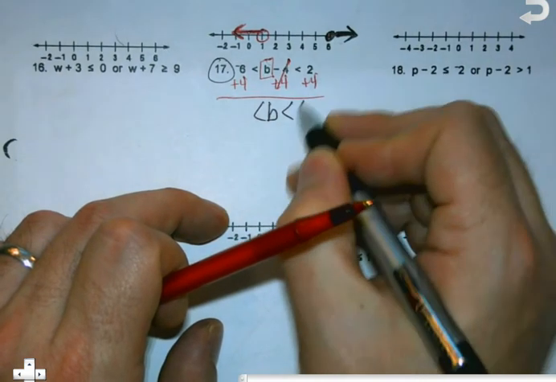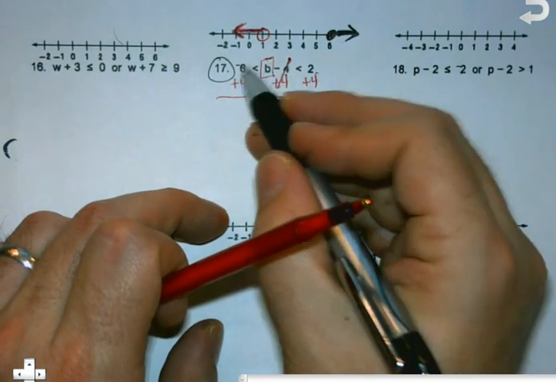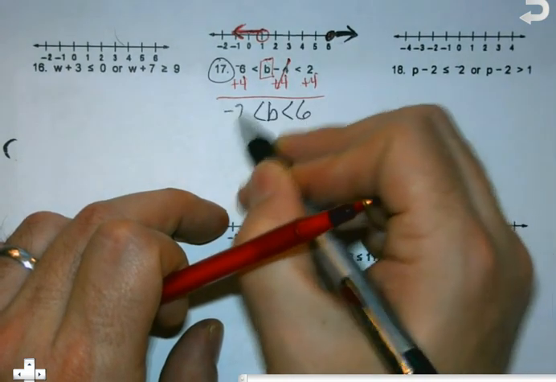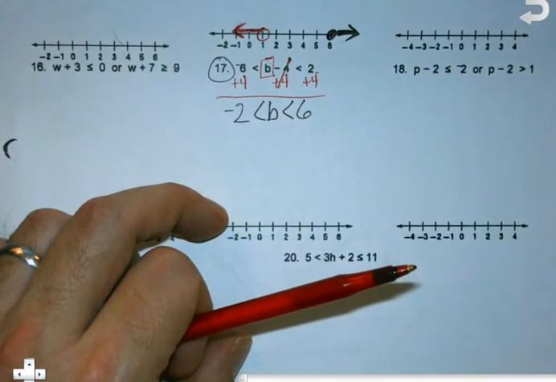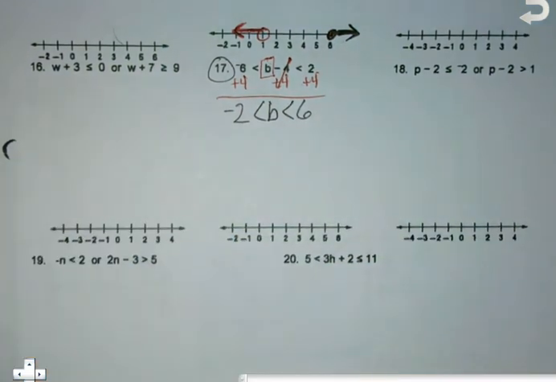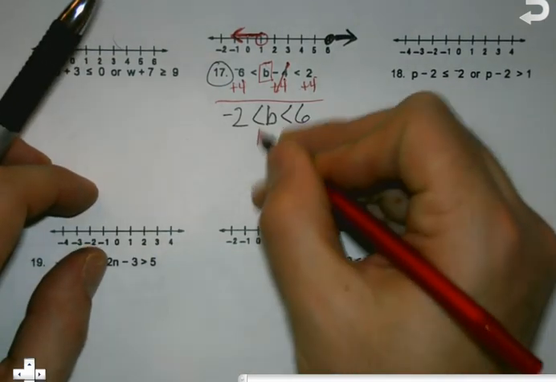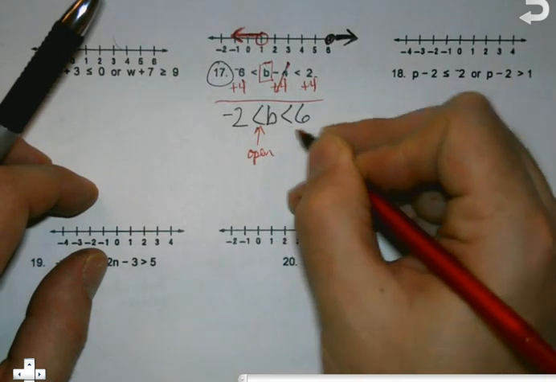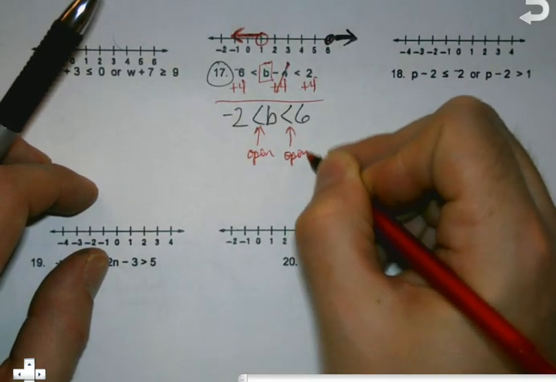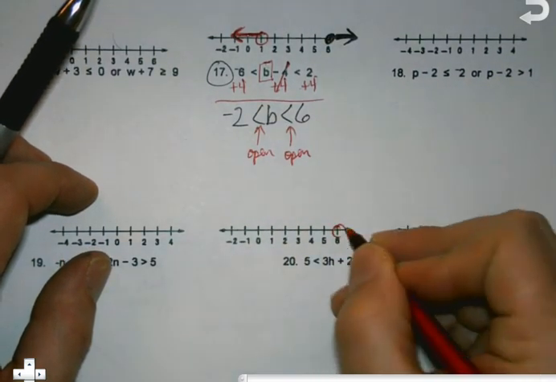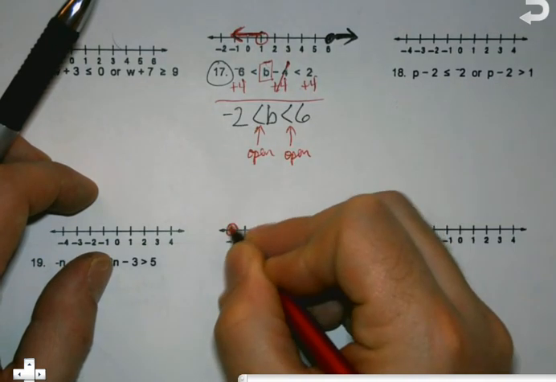2 plus 4 is 6. Negative 6 plus 4 is negative 2. And any time you get a 3-part inequality, the only thing you really have to think about is if the circles are open or closed. So what are these going to be? Okay, these are both going to be open. Open at 6, open at -2.